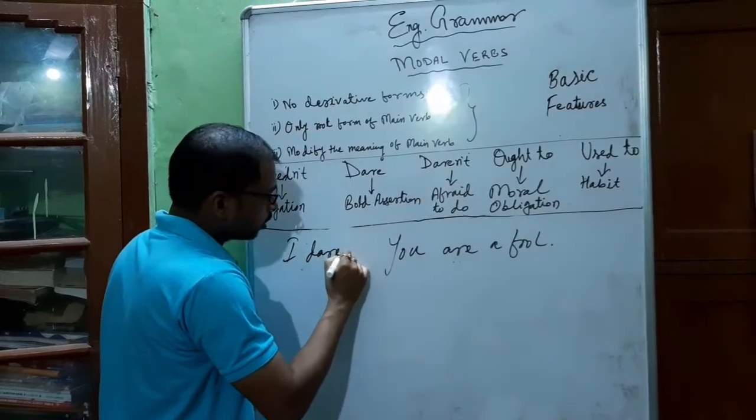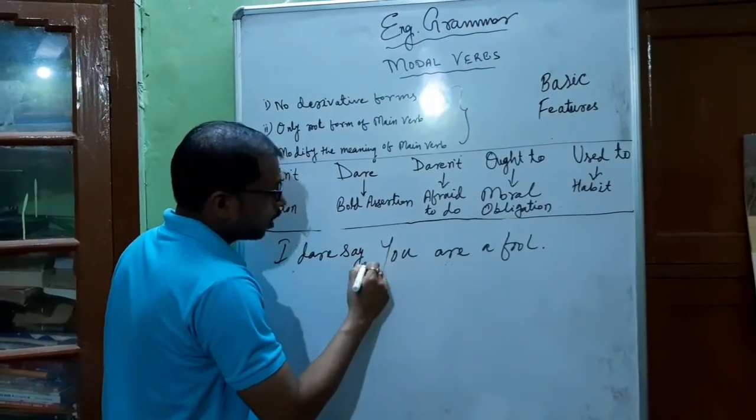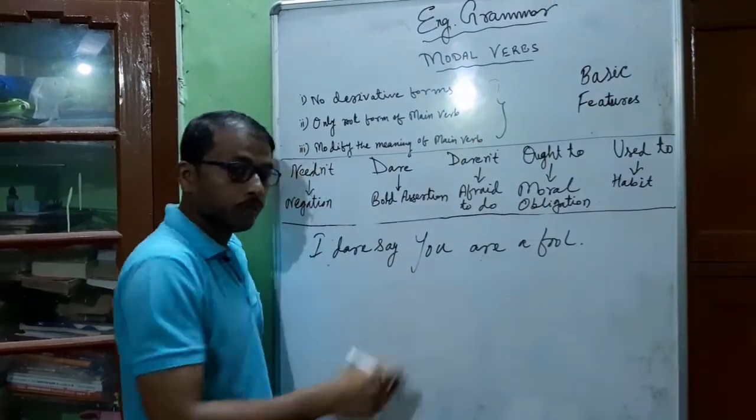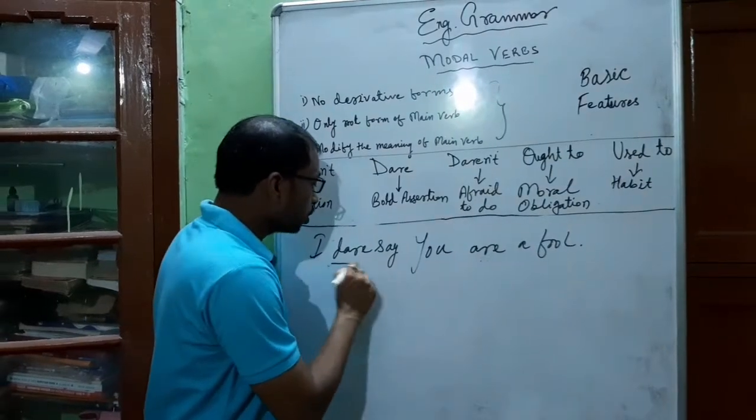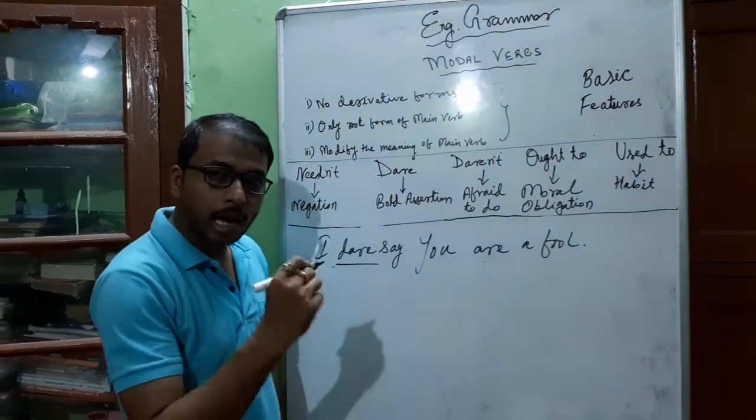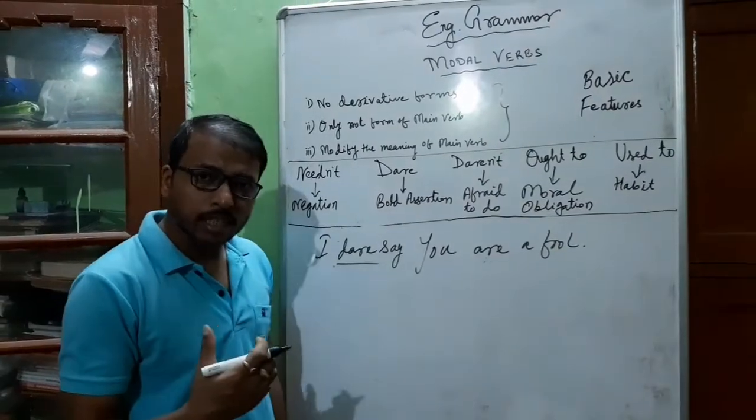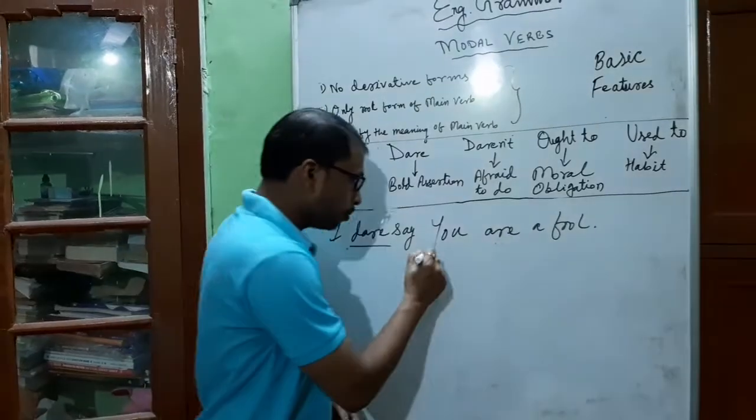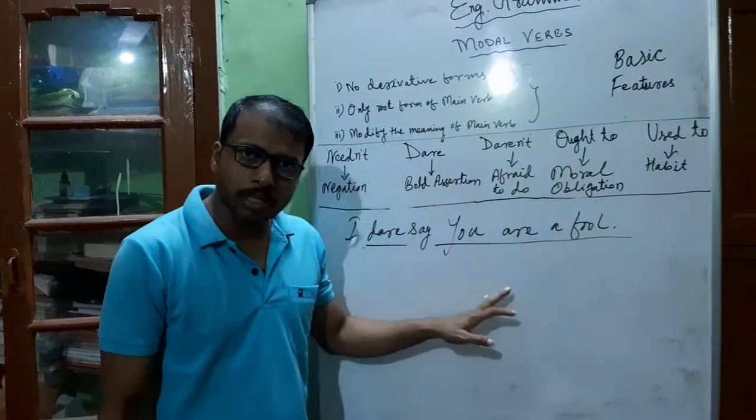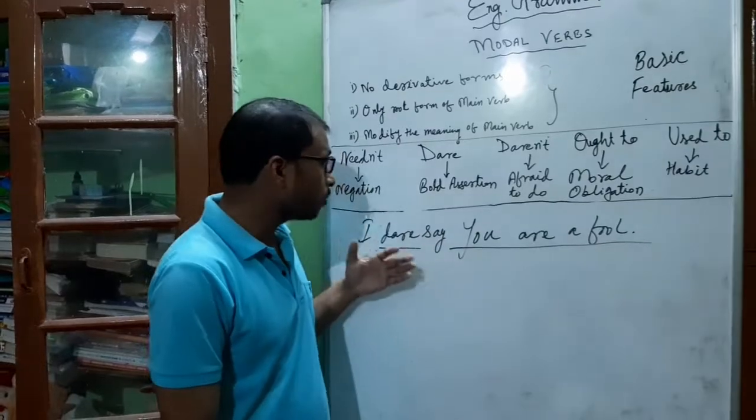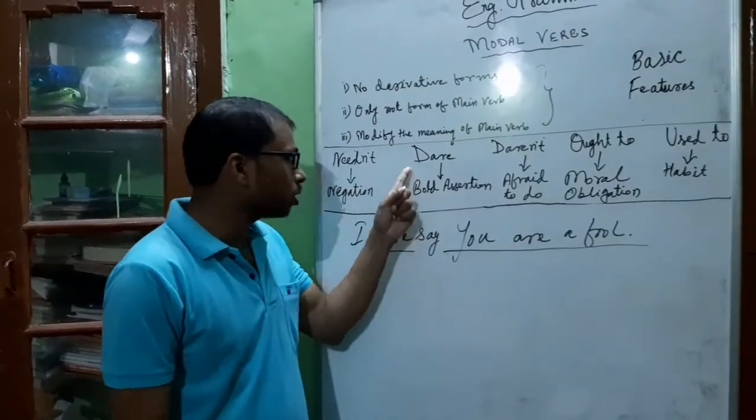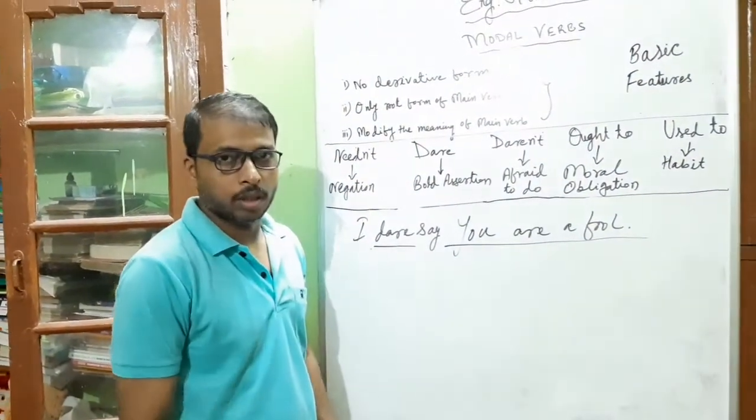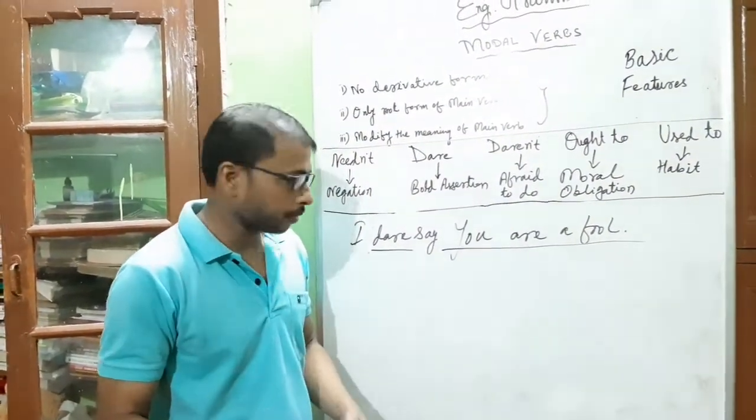Now, if I want to emphasize it, I can add something before it. I dare say you are a fool. That means when I am using this, I dare say you are a fool, I am actually asserting something in a very bold manner, or emphasizing on the main statement, that is you are a fool. This is the main statement. On this I am emphasizing, that is when I use the modal verb dare. Okay, this is the tone in which we can speak.